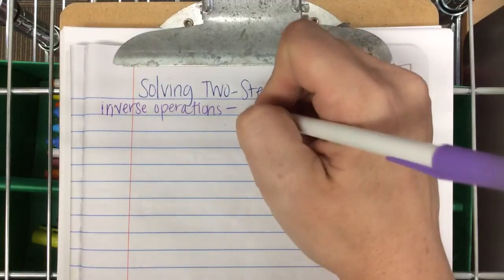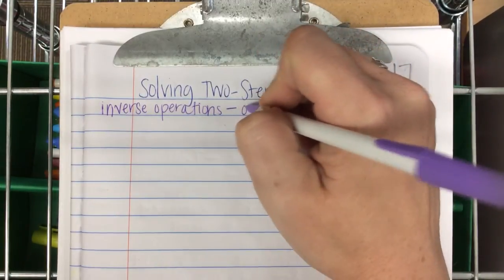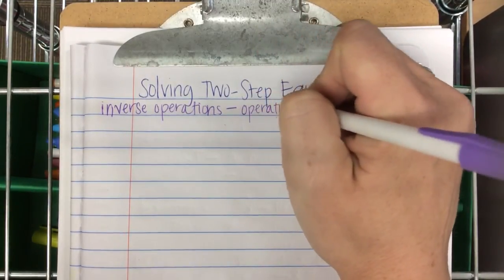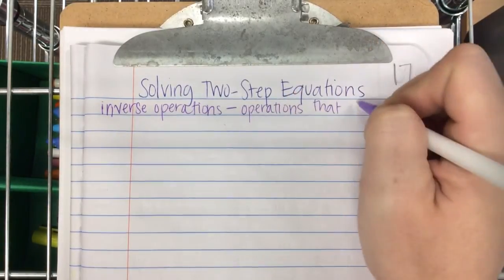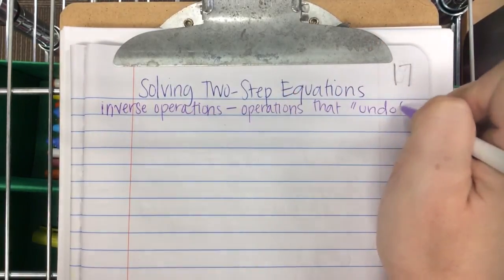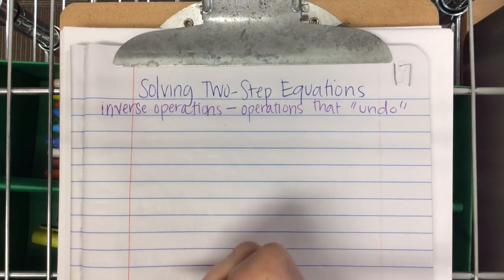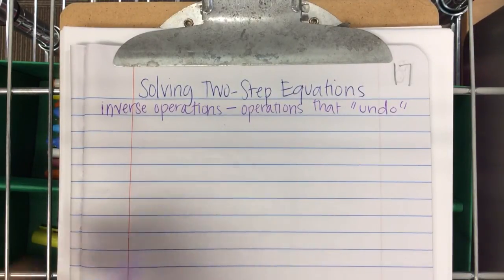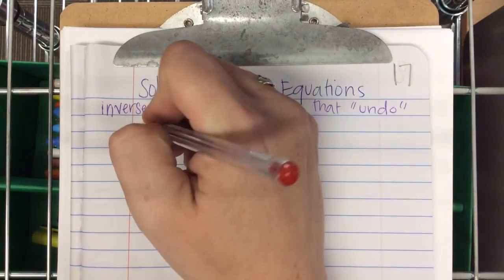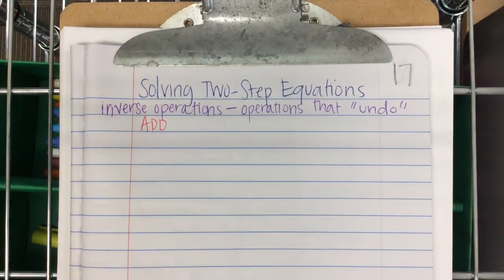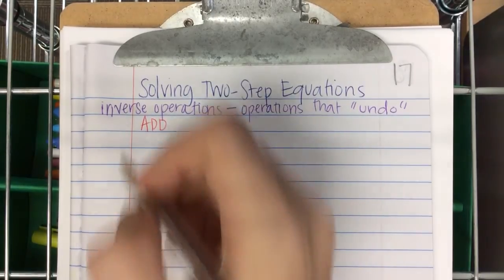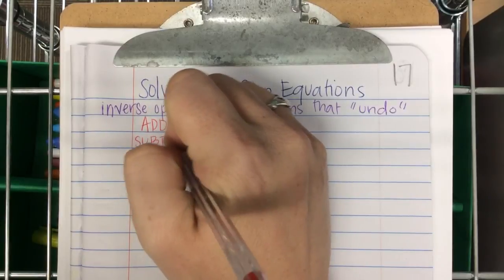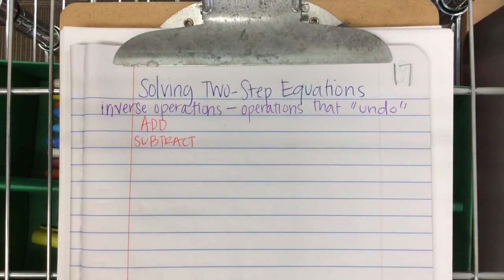And inverse operations are operations that undo, right? They undo stuff. If you've got a problem, and in that problem it has addition, what are you going to do to undo the addition? Subtract.